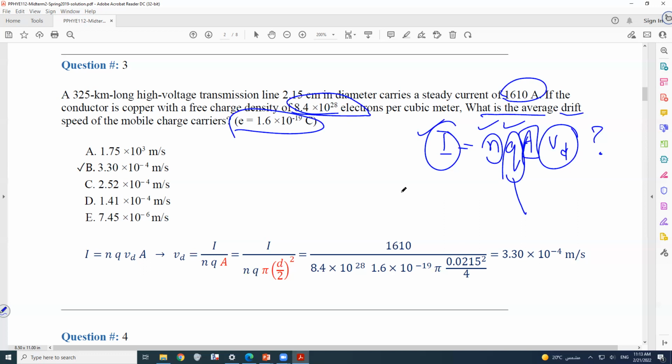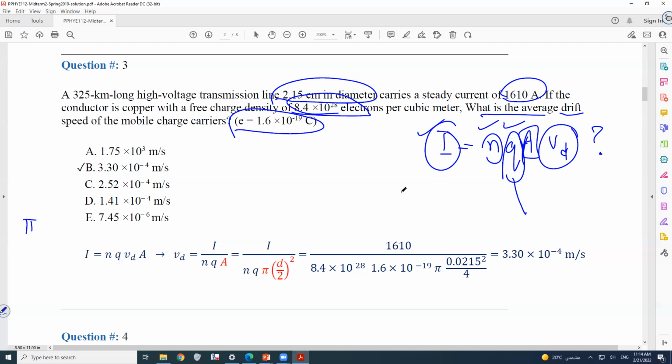A is the cross-sectional area through which it is moving. It's not given. Instead, the diameter of the wire is given. If I know the diameter of the wire, do I know the cross-sectional area of the wire? The wire is like a cylinder. If you cut it, what kind of area do we have? A circle. Do you know the area of a circle in terms of its diameter?